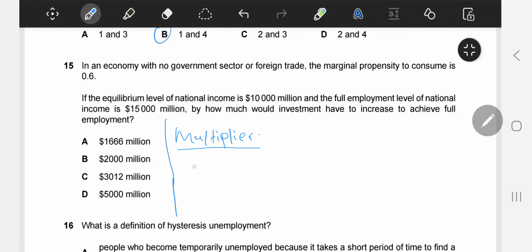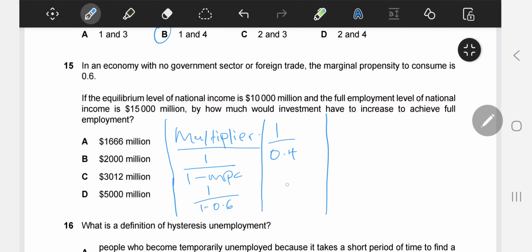And you know that the multiplier works with this formula: 1 divided by 1 minus MPC. So our MPC here is 0.6, so our multiplier will be 1 over 1 minus 0.6, which is the same as 1 over 0.4. I'm going to just do that with a calculator: 1 divided by 0.4 comes to 2.5.